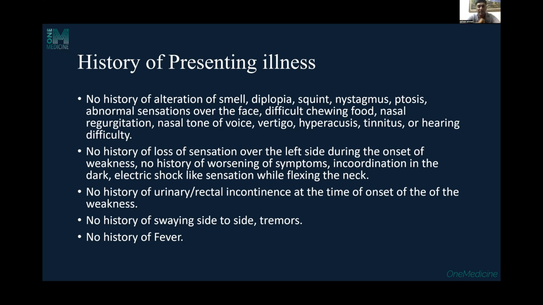This negative history should be strictly related to the stroke and nothing else. So, for the cause of the stroke. Yes, sir. No history of urinary or rectal incontinence at the time of onset of the weakness. No history of swaying to the side. She was not able to walk well enough. Forget about swaying to the side. Yes, sir. At the time of weakness, she was not able to raise her foot above the ground. She could walk with some sort of instability. After which, when she was shifted to the hospital, it became a bit worse, and then gradually it started.